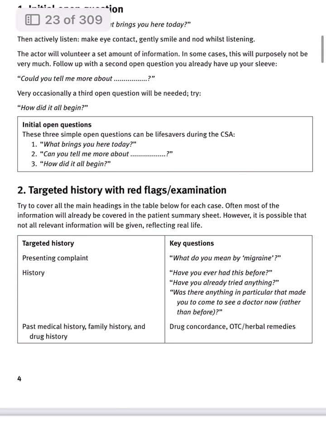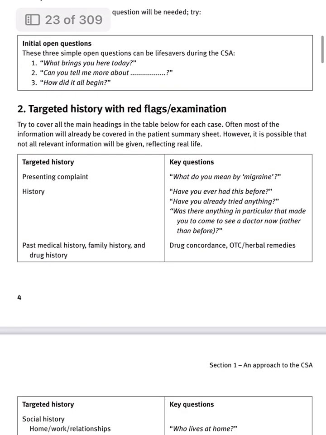Then, targeted history with red flags and examination. Try to cover all the main headings in the table below for each case. Often most of the information will already be covered in the patient summary sheet. However, it is possible that not all relevant information will be given, reflecting real life. So for targeted history, ask about the presenting complaint, like what do you mean by migraine? If the patient says I have a tumor, ask what do you mean by tumor?